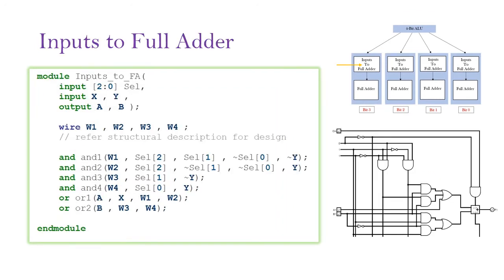Here is our second smaller module called inputs to full adder. This module has an input 3-bit wide selection line and also X, Y operand bits as its input, and it outputs 2 bits A and B. We have 4 AND gates and OR gates designed according to the structural description of the design, and this is the circuit which it generates.